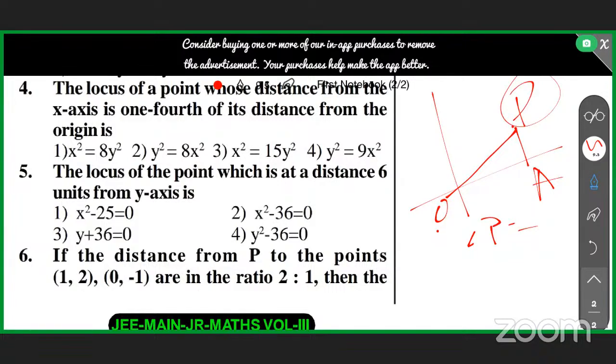The locus of point P, which is at a distance of 6 units from the y-axis, is a very straightforward question. There is one point P. The distance from the y-axis to the point P is 6 units. So that is what they have given. Using this condition, we have to find the locus of point P(x, y).